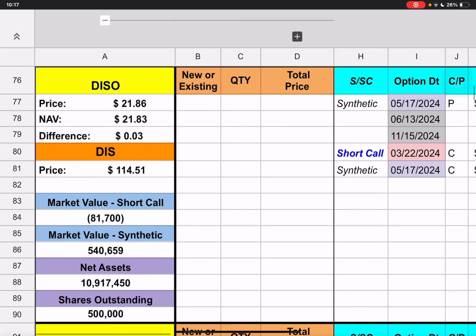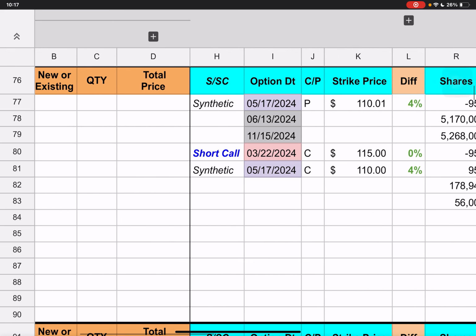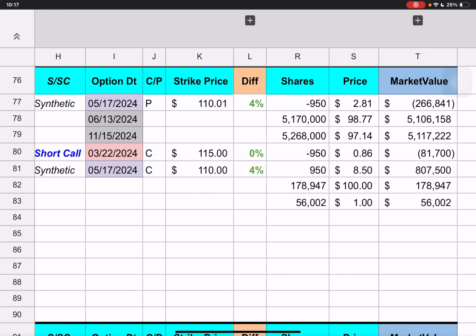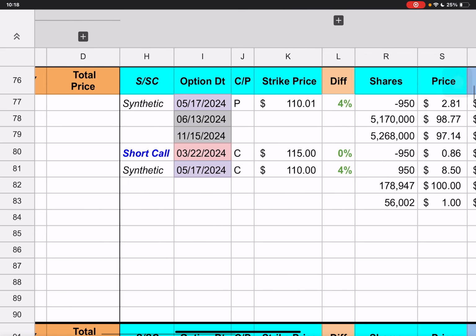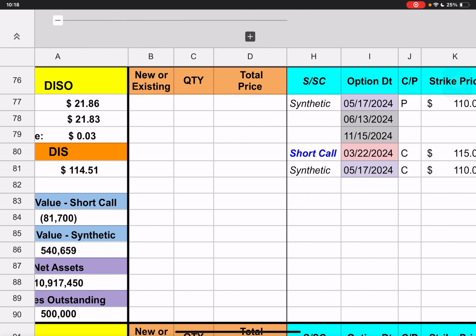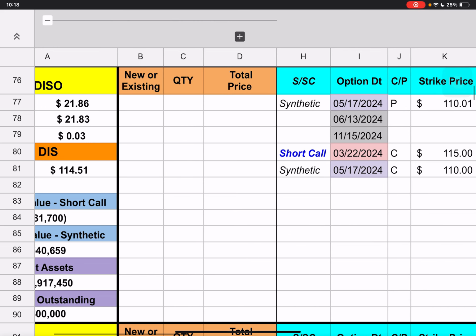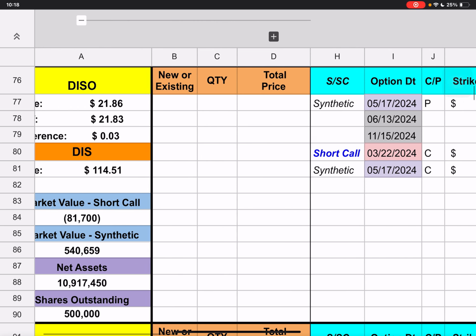We'll move on to Dizzo. Dizzo closed at 21.86. Disney closed at 114.51. And we had no trades today. We have one short call that expires Friday with a strike price of 115. So we're a few cents below that. And our synthetic, we are above that. So we're looking good. Okay. Sorry, I was trying to look to see the exact cents. So we are 49 cents below our short call.